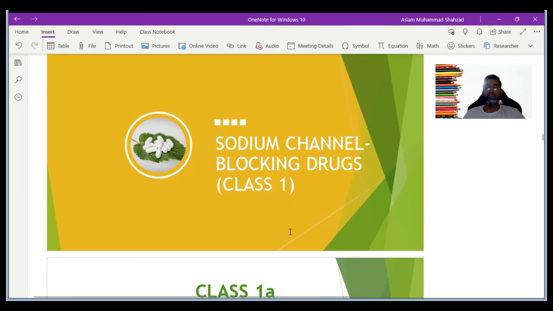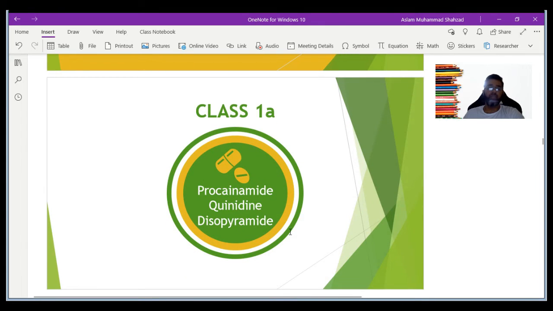So when we talk about sodium channel blocking agents, because I already discussed that sodium has an important role in excitation, what we need to do is give a drug that is responsible for reducing that excitation by blocking the sodium channels. So we have a different classification of drugs, like 1A, which consists of procainamide, quinidine, disopyramide.